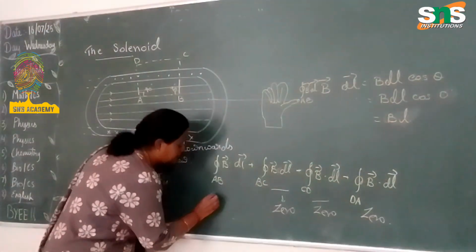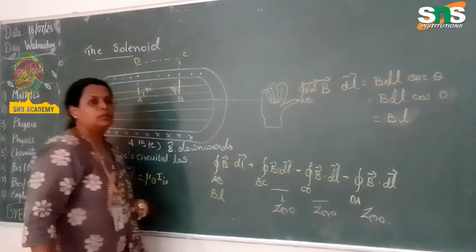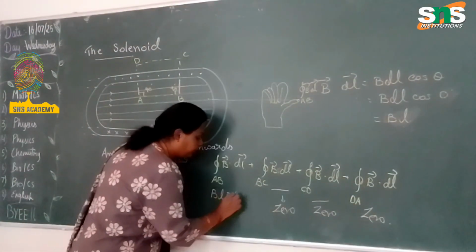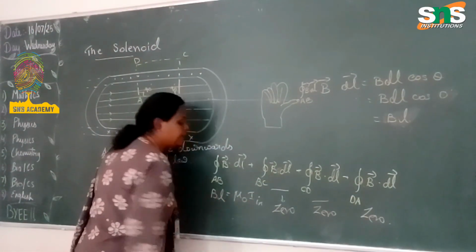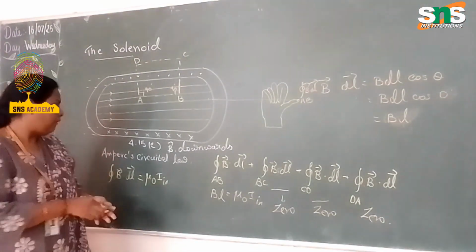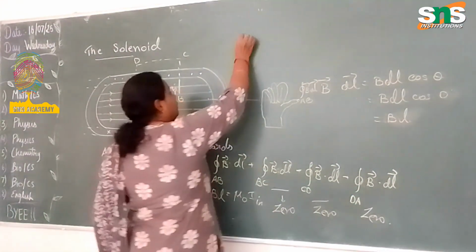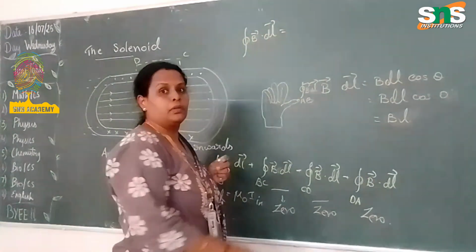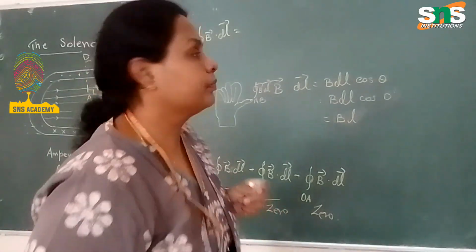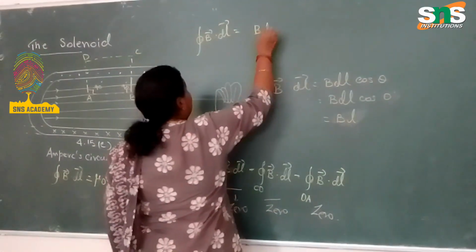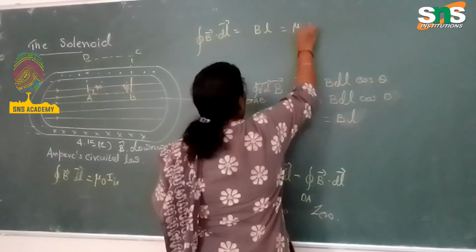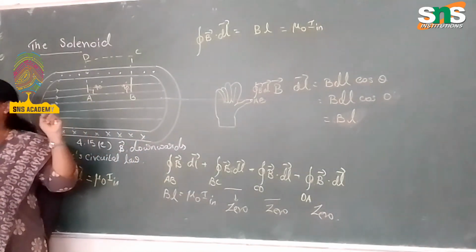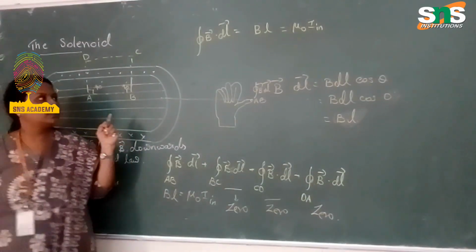So here how can I write this? B dl, that is equal to, according to your circuital law, mu naught times the current enclosed, the current inside the surface. So our final formula will be B vector dot dl vector equal to B L, that is equal to mu naught times the current inside the surface. Here the surface is a rectangle, which contains symmetry.